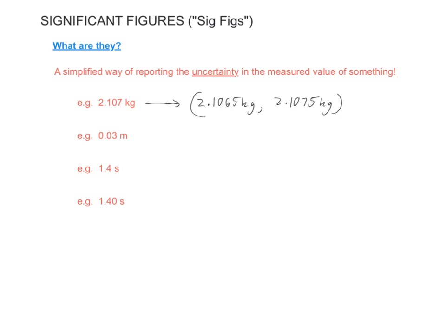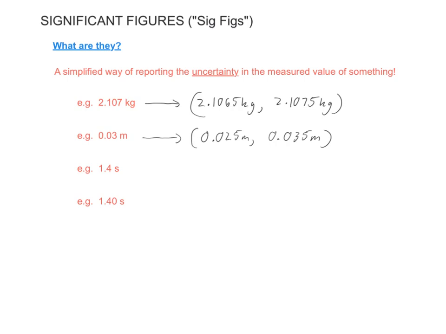Likewise, suppose I measure the length of a particular object and I report it as 0.03 meters. When I report it in this fashion, what I'm really saying is that the length of this object is somewhere between 0.025 meters and 0.035 meters. I don't know exactly where within this range it is, so I report it as 0.03 meters. Let's look at another example.